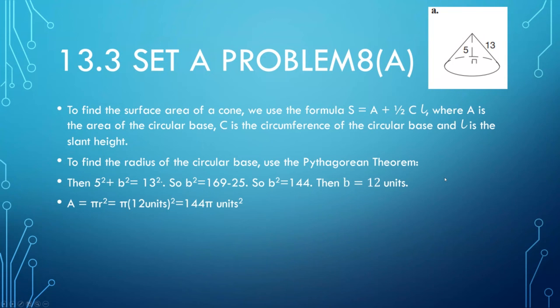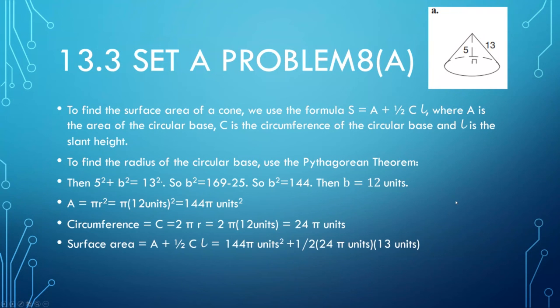And then to find A, the area of the base, we know the area of a circle is pi r squared. So we have pi times 12 units squared. That gives us 144 units. I'm sorry, 144 pi square units. To find the circumference C, we use the formula 2 pi r. So we have 2 pi times 12 units, and that's 24 pi units for the circumference.